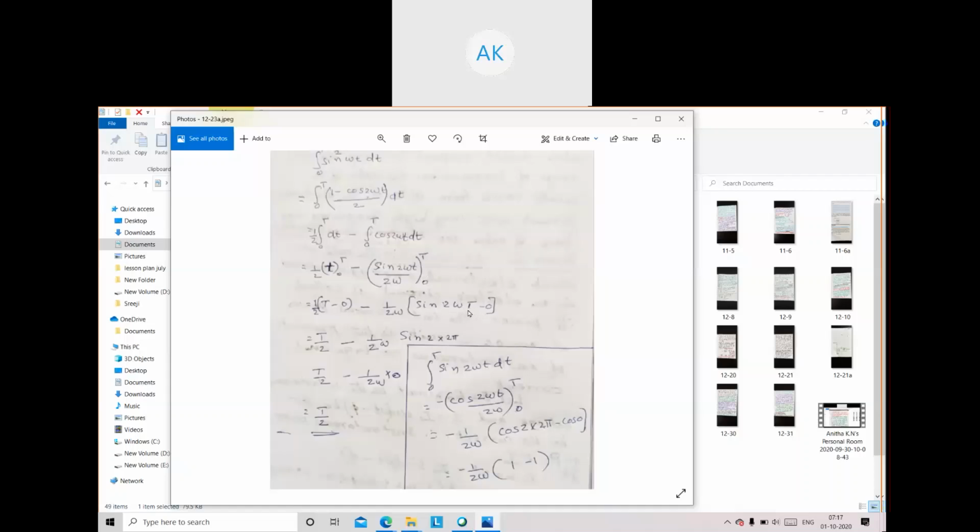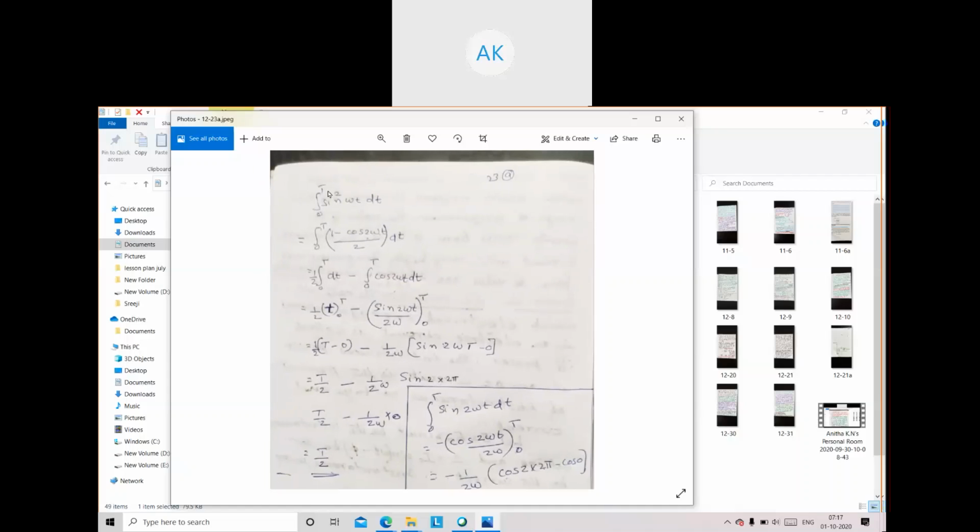Omega T is omega equal to 2 pi by T. Therefore, omega T equal to 2 pi. Omega into capital T is 2 pi. So, sine 2 into 2 pi, that means sine 4 pi. What is sine 4 pi? Sine 4 pi is 0. So, this term becomes 0. Then T by 2 only remains. T by 2, that's what I told.